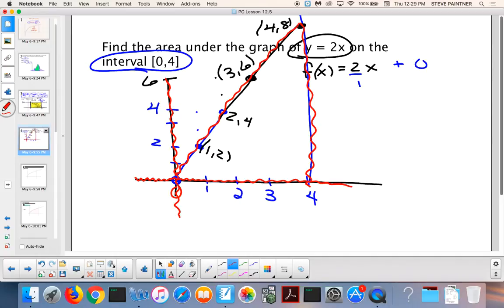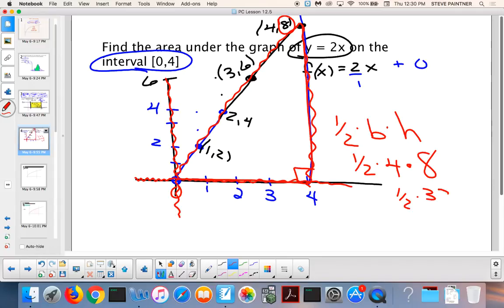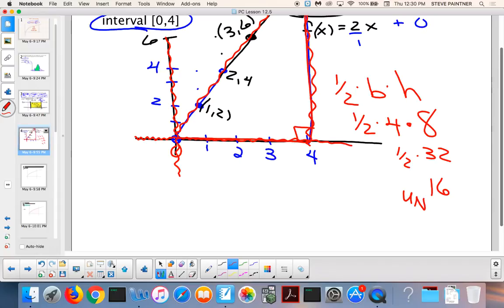Okay, so I'm asking you to find the area of a what? Triangle. So you're going to say 1/2 times the base times the height. Half of what? You're calling this your base? 4 times what? 8. Look at the y value. The y value is telling you your height. It's 8. So you're going to get what? Half of 32? 16 square units.